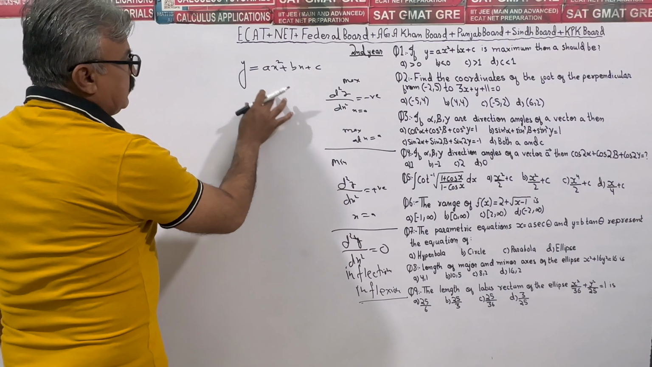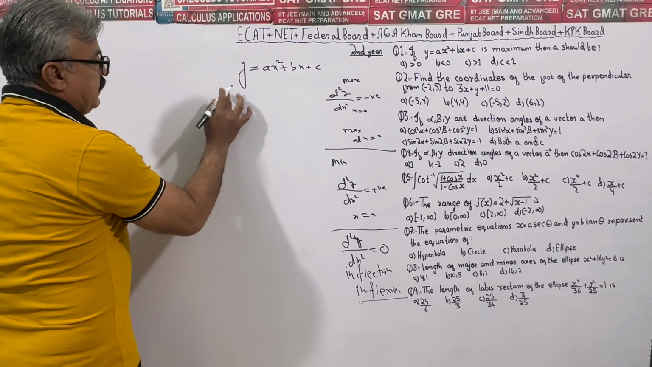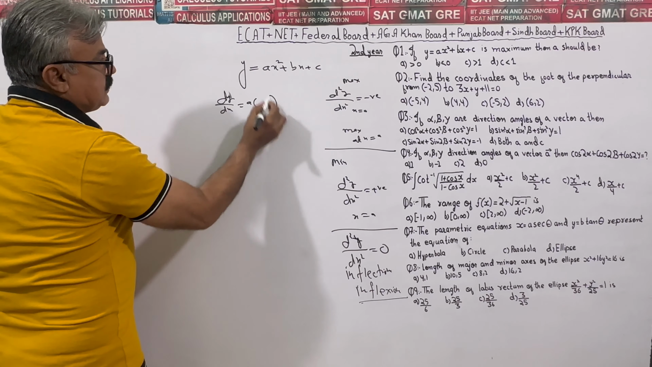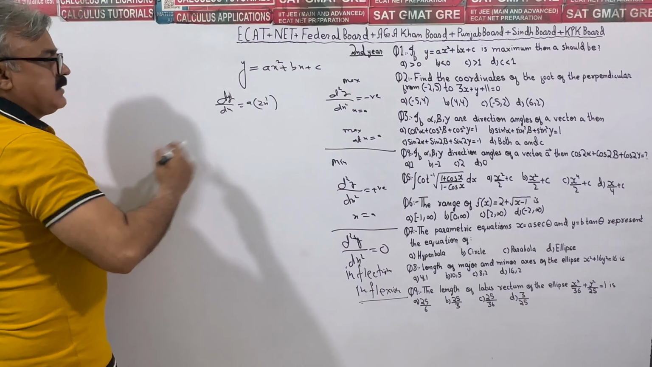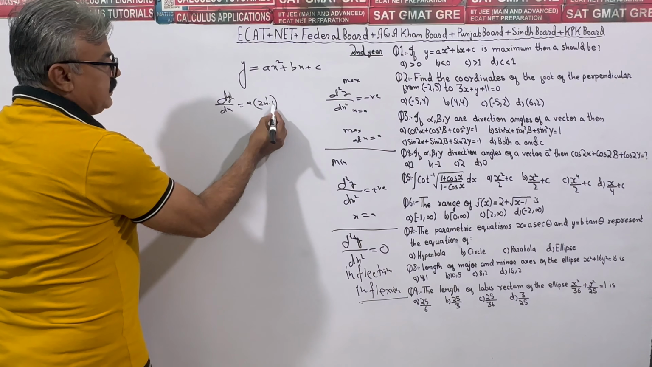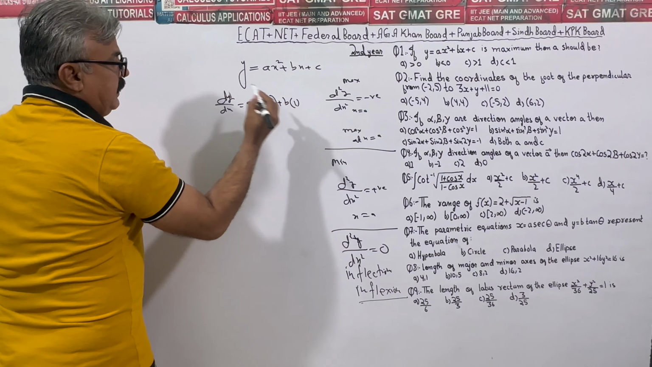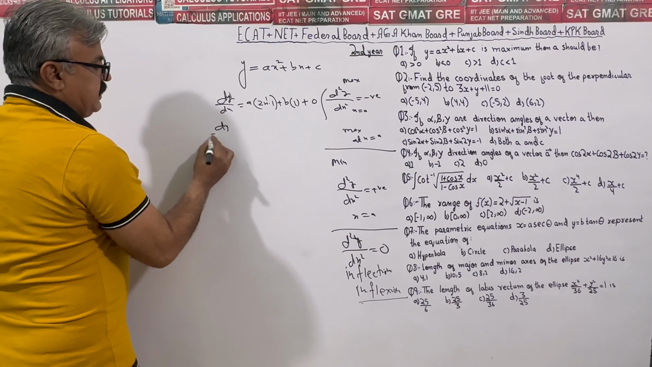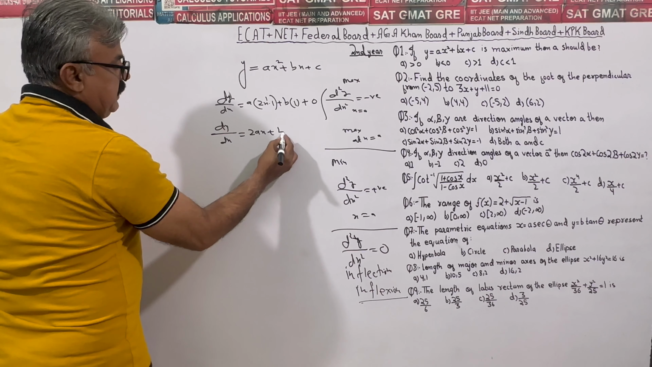Differentiate 2 times to get the required condition on a. The single derivative, dy over dx: a x square gives 2 a x. Drag the power down, subtract 1 from the power. Differentiation of x with respect to x is 1. Differentiation of a constant is 0. So dy over dx is 2 times ax plus b.